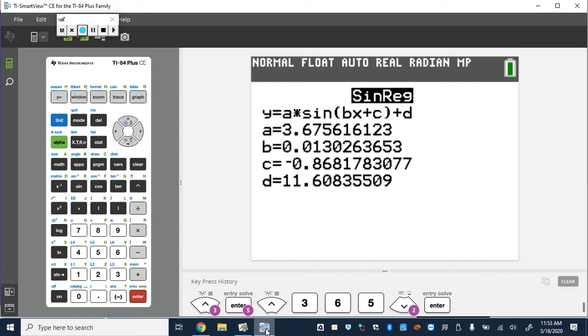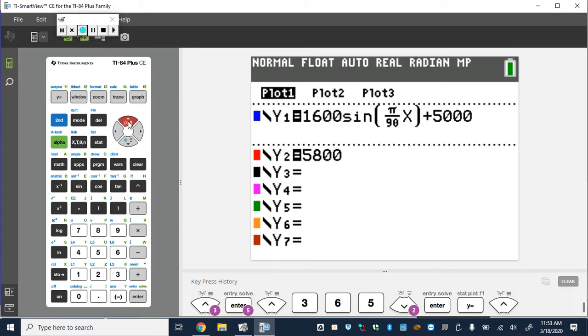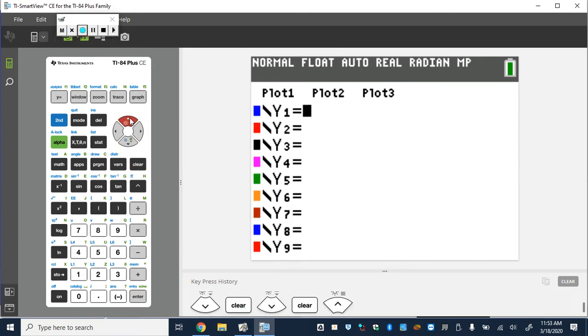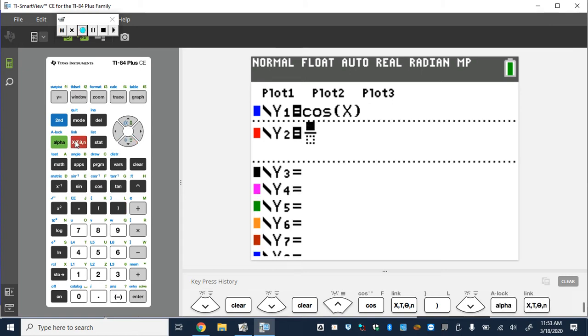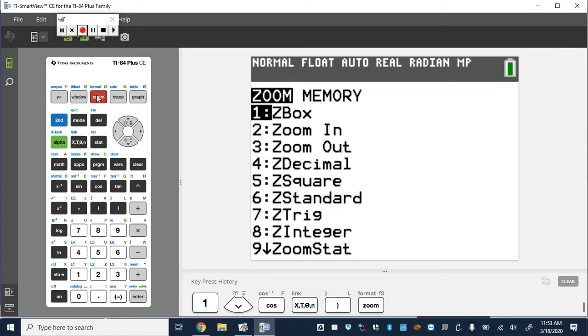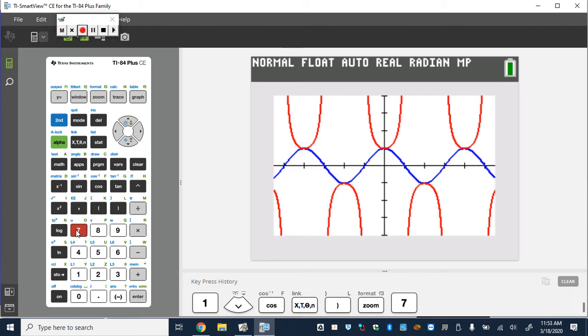So if I go to my calculator, go to my y equals, I first have to turn off my stat block. Otherwise, it's not going to graph anything. So I'm going to put in there first cosine of x, and then I'm going to do 1 over cosine of x. And then I'm going to hit zoom, trig, and then it's going to create my graph.